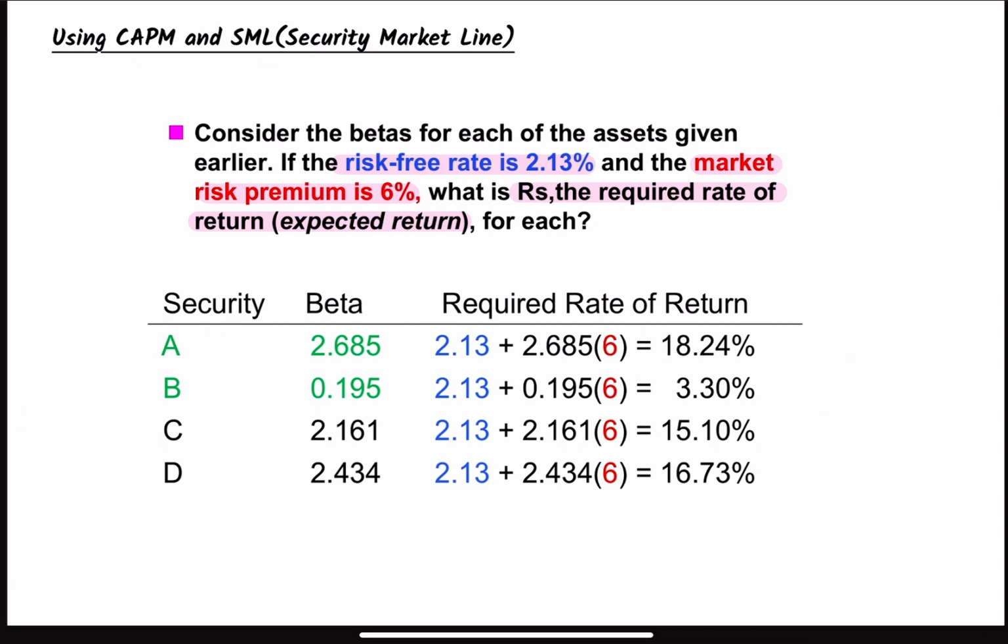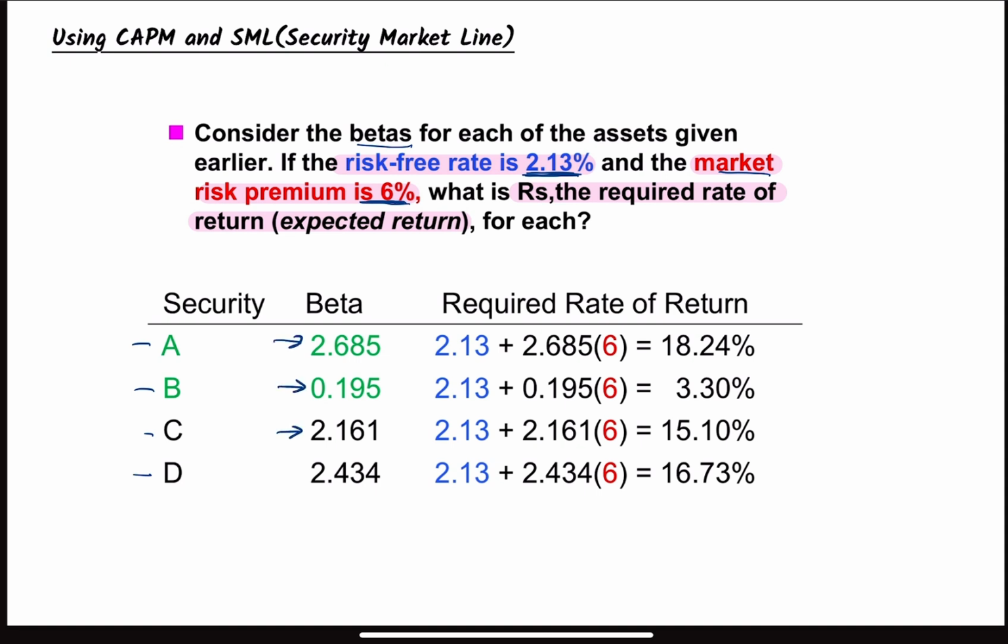So how do we do that? Consider the betas for each of these assets. The risk-free rate is 2.13, so this would be the rate if an investment were risk-free. The market risk premium is 6%, so this means that because of how risky the market is, we're going to tack on that 6% to the expected return. And then we have to figure out what our required return is by using the beta for each security. So here we have security A, B, C, and D. These are the betas for each security.